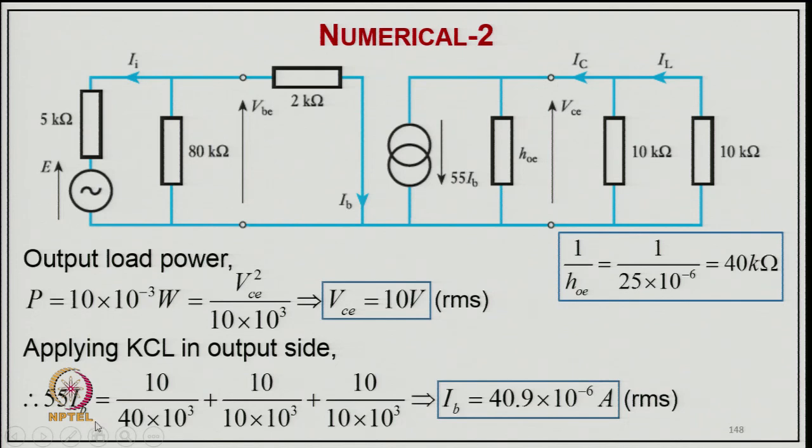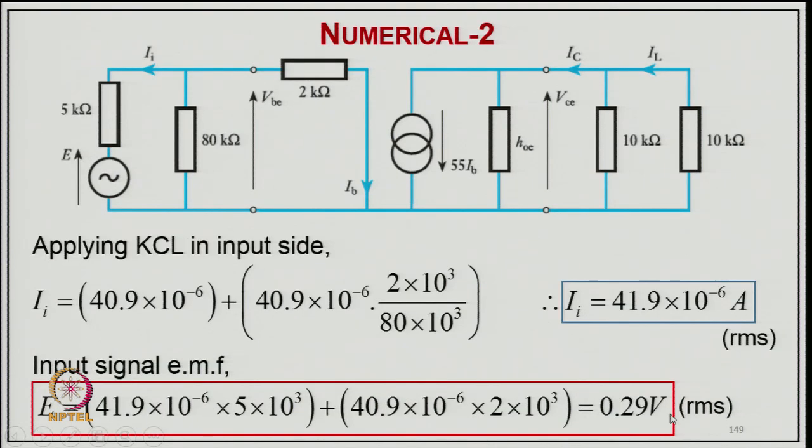So, you can find 55 IB equals 10 upon 10 power 3 plus 10 upon 40 times 10 power 3 plus 10 upon 10 power 1, that comes to IB equal to 40.9 microampere, and applying the KCL for the input current.